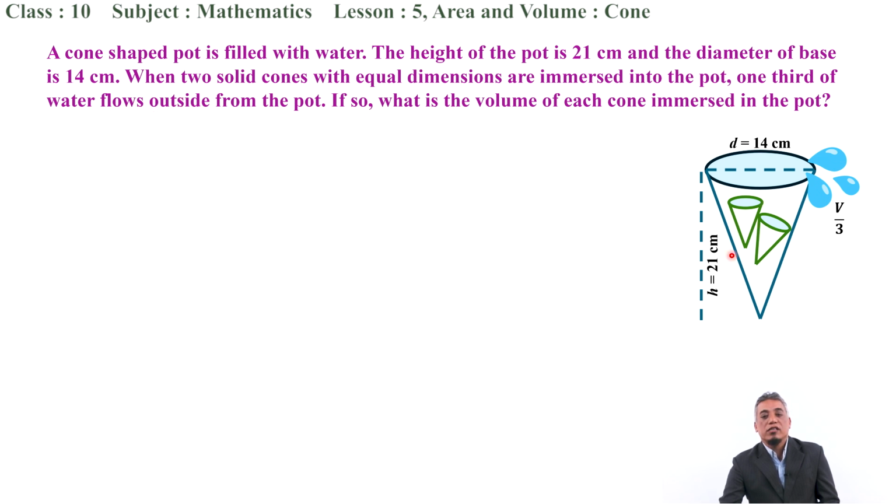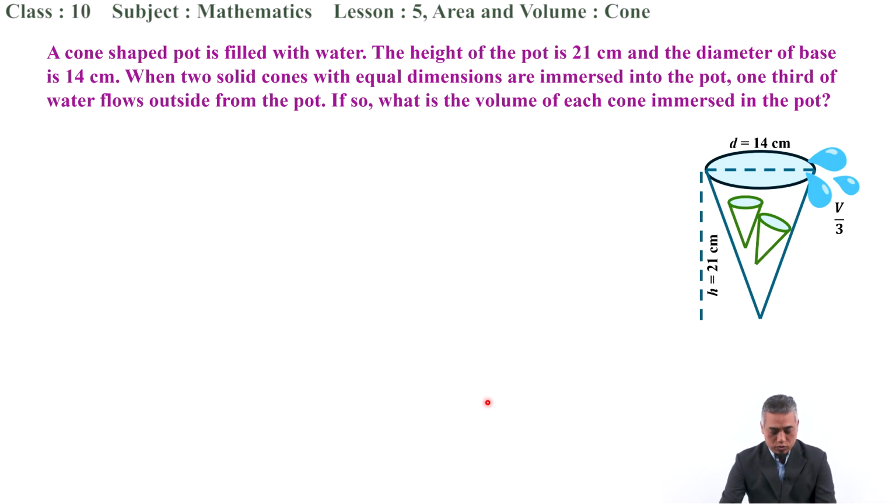Because of this immersing or dipping, some water is spilled out here, and that spilled water is actually 1/3 of the volume of the cone. That means it is V/3 that flows out of the pot. If so, what is the volume of each cone immersed in the pot? Okay, so we have to find the volume of this small cone.